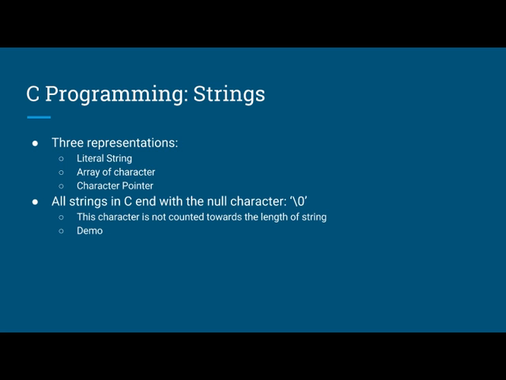So all strings in C end with a null character. If you have programmed in Java or C# before, it's the same in Java and C#. They all end with this null character, which is \0. This character is not counted towards the length of the string. So if you want to get the length of the string, you call the library function, and it will return the part that is visible to you, not the null character.